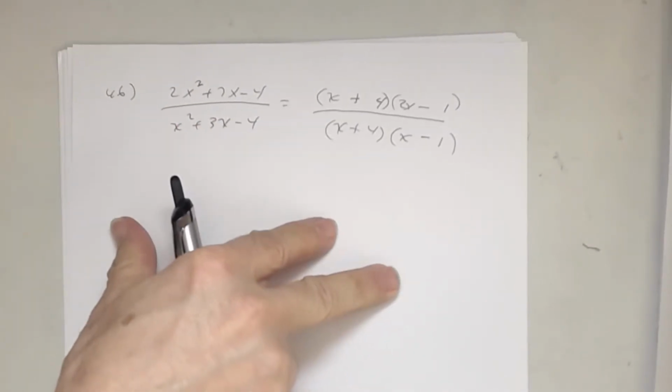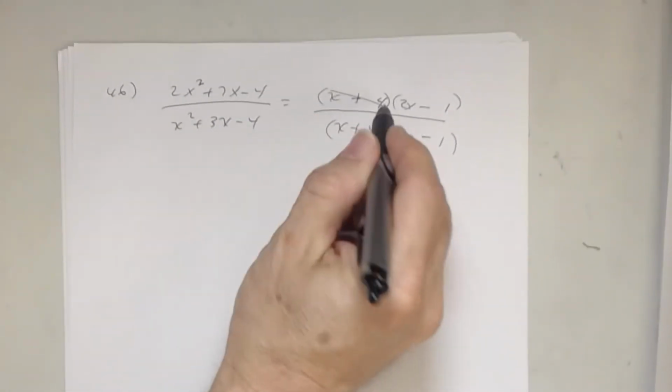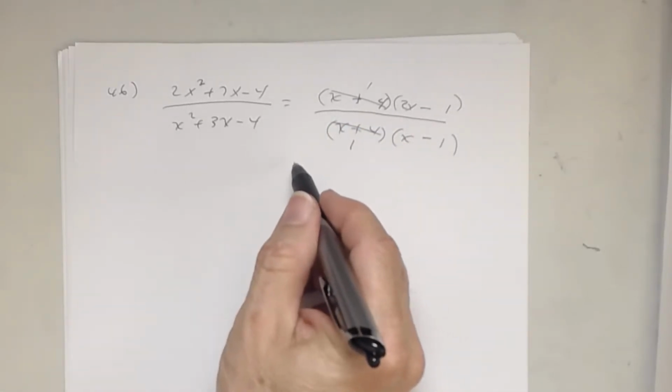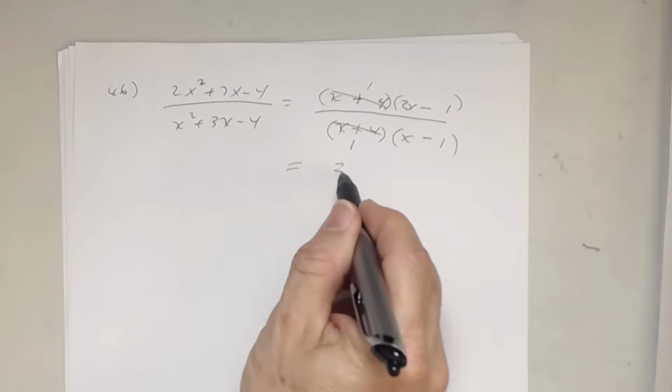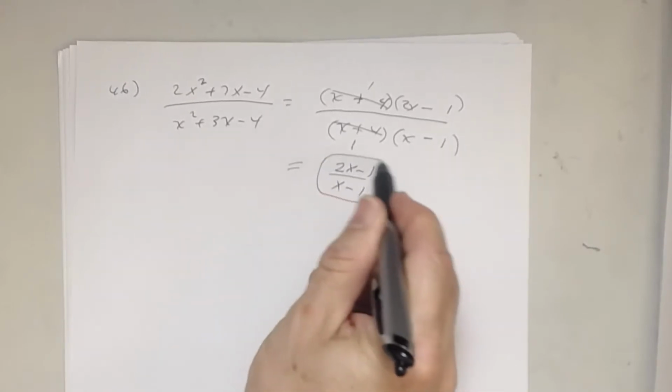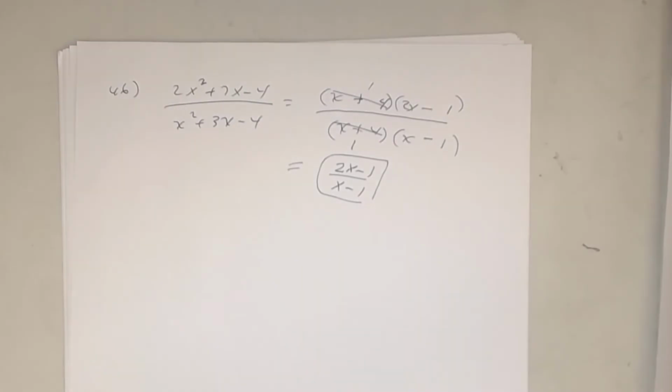All right. Now, what do you notice? The x plus 4 is divided out. What do I put in their places? 1s. And that's all, right? So what's the answer? x minus 1. So there's your answer. Can't do anything else to that. Nothing else can be simplified.